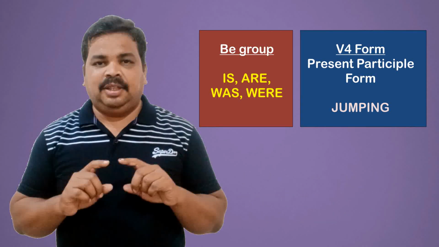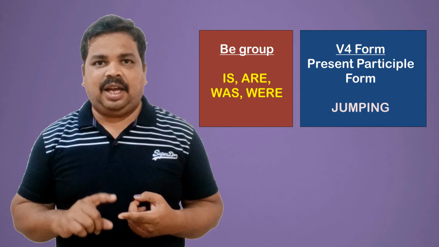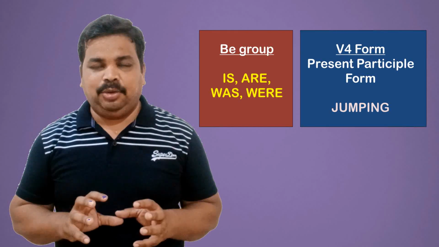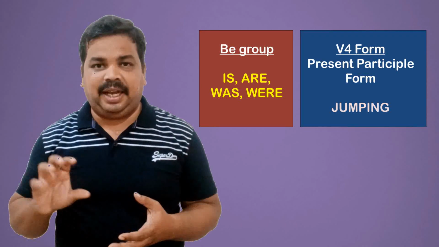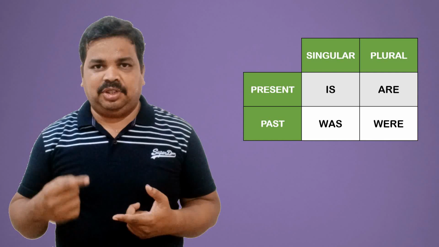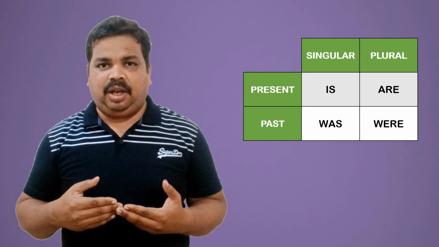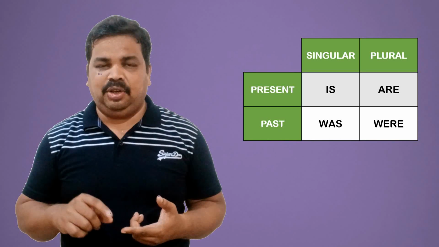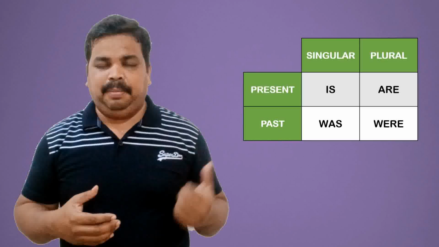This is how the first group, B group, under which we have is, are, was, were, these are used before the continuing actions, or before the ing forms, to indicate an action that is going on. Is is used for singular present, was is used for past and singular, are is used for plural present, and were is used for plural past.